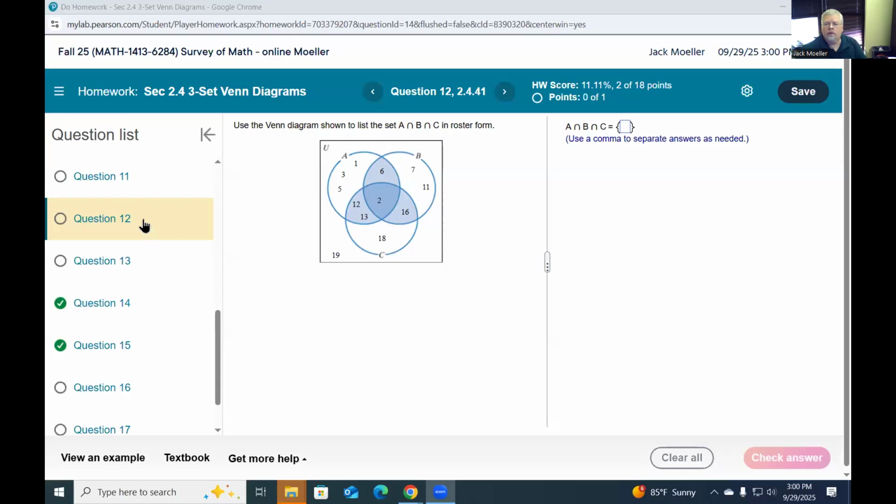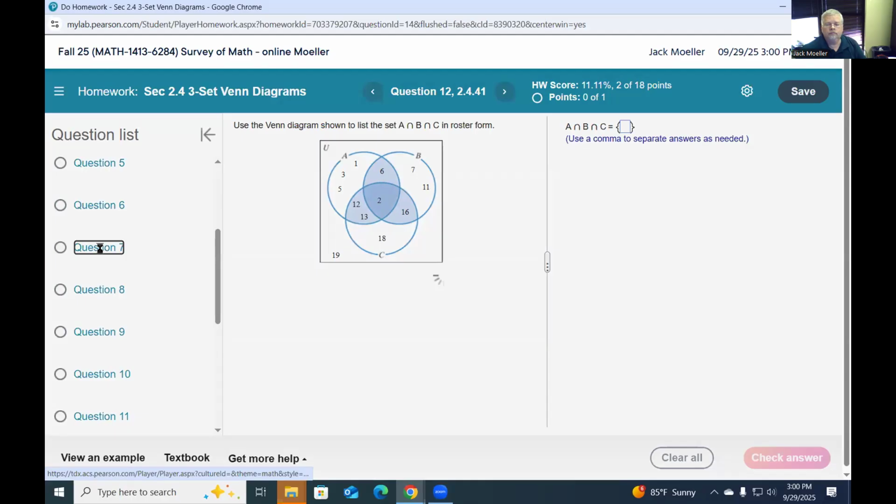So here is my number 12. It gives us the Venn diagram and wants A intersection B intersection C. Where is that? Well, the intersection of all three is the very middle. The only thing in the very middle is 2.